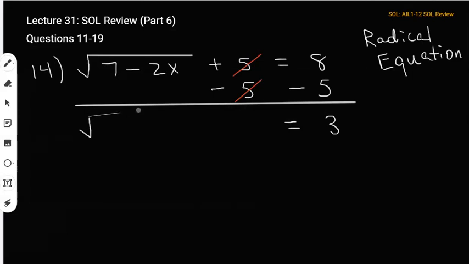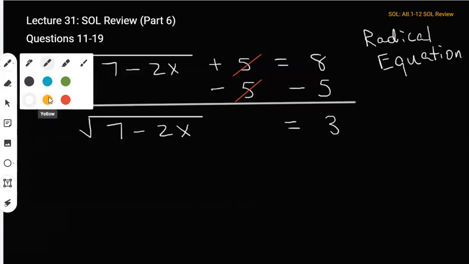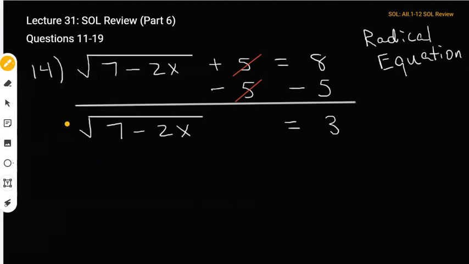Over here on this side, I've still got the radical. I haven't done anything to it yet, but I'm about to. So now that I've got the square root on one side, I can get rid of the radical symbol. I can get rid of a square root by doing what to both sides?